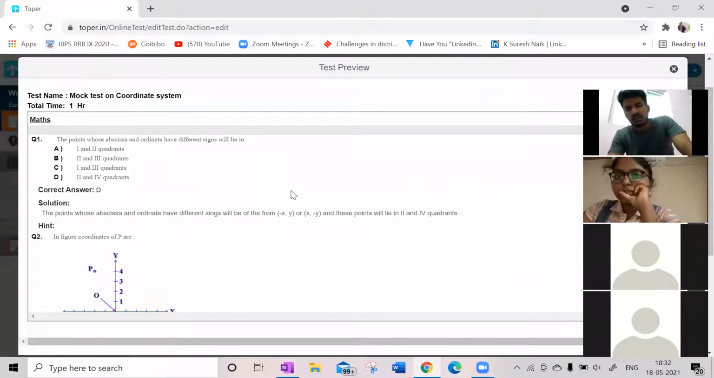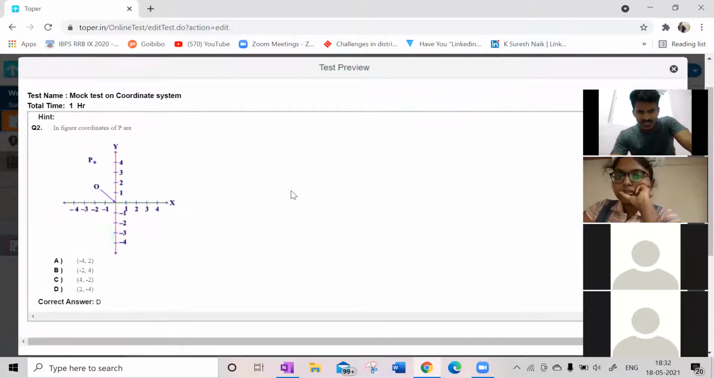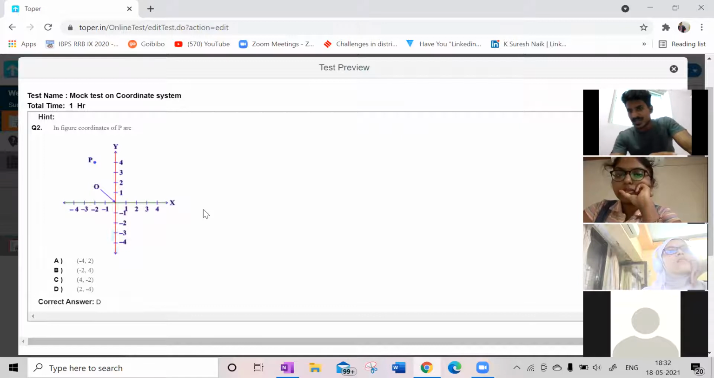Same question. The points whose abscissa and ordinate have different signs. Abscissa and ordinate with different signs: second and fourth quadrant. Simple question. Oh, same question we got. The second question has already been repeated.